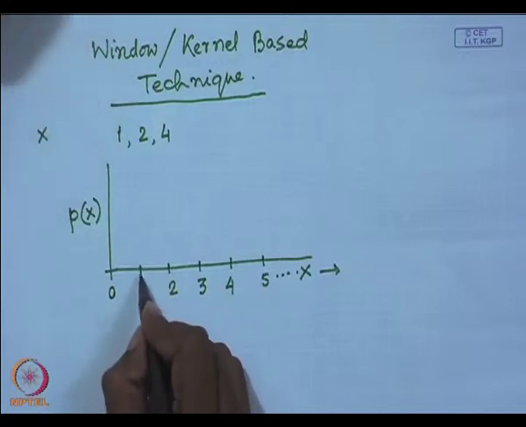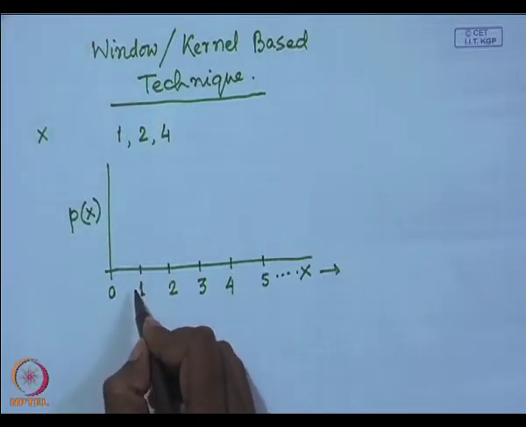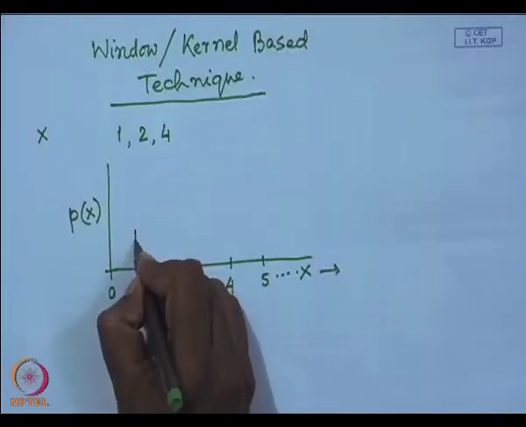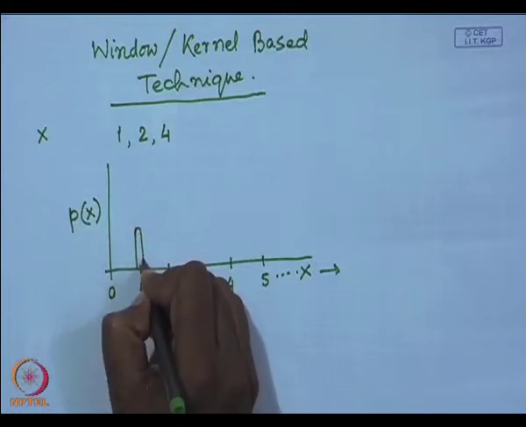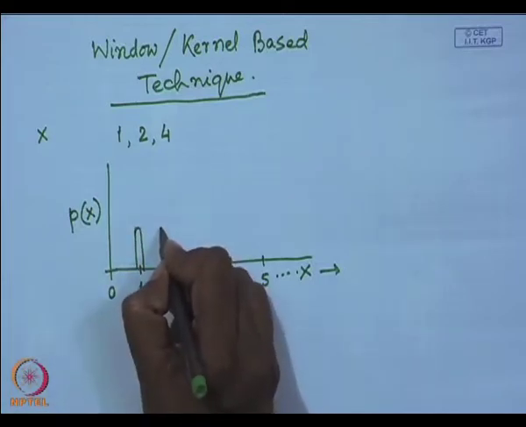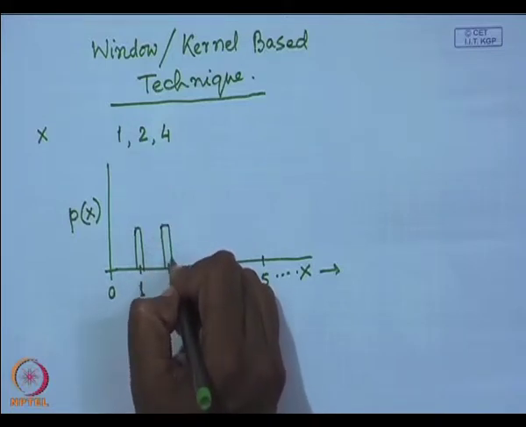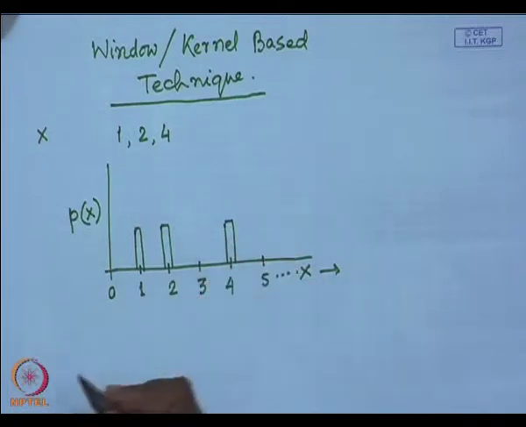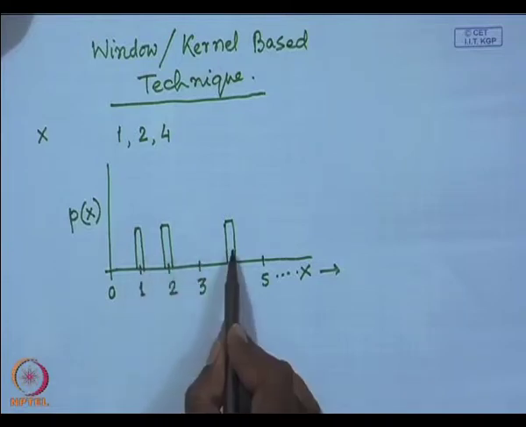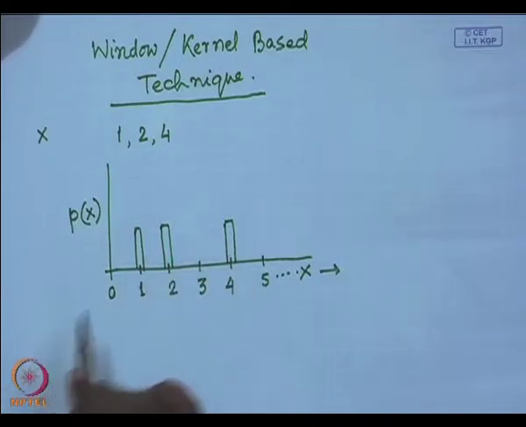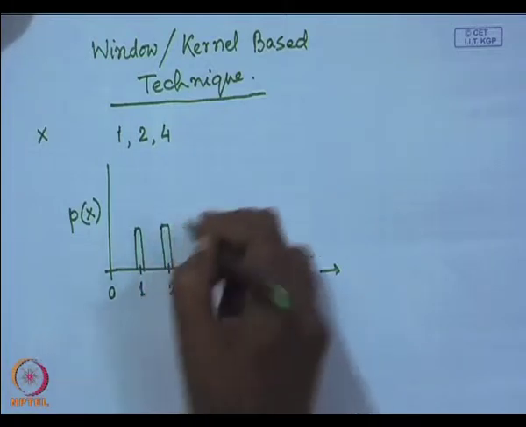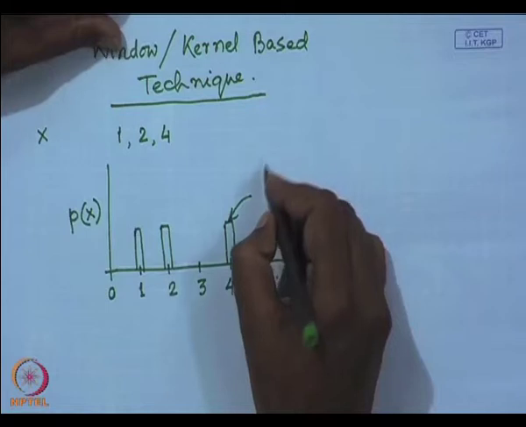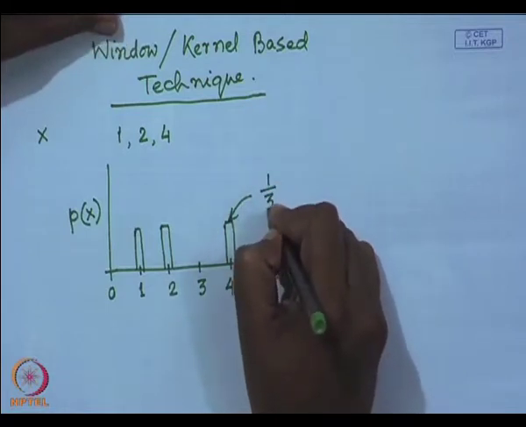So, here you find that a sample at location 1 gives a probability density estimate which is a delta function, so this probability density estimate will be something like this. Similarly, at 2 it has a probability density estimate something like this. At 4 it also has a probability density estimate something like this. And the total area of these 3 delta functions has to be equal to 1. So, that clearly means that the area of each of these probability density functions has to be 1/3, because we have 3 such delta functions.